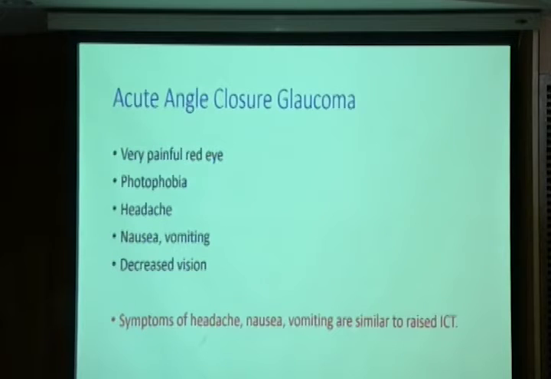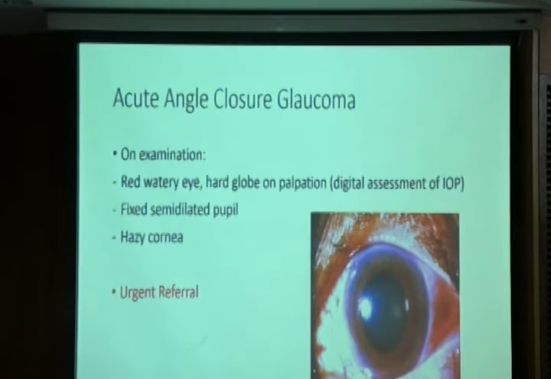So an acute angle closure glaucoma patient, one might confuse it with having a raised ICT and send the patient to neuro, where actually the patient needs an ophthalmology referral. How can we judge that? A very simple thing, digital assessment of the IOP. If we digitally touch the eyeball and try to assess the pressure, it will be a very hard globe on palpation. Redness is there, and pupillary reactions, again the importance of pupil: it will be a semi-dilated pupil not reacting to light, and a hazy cornea.